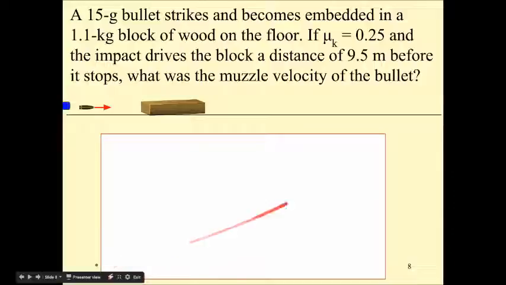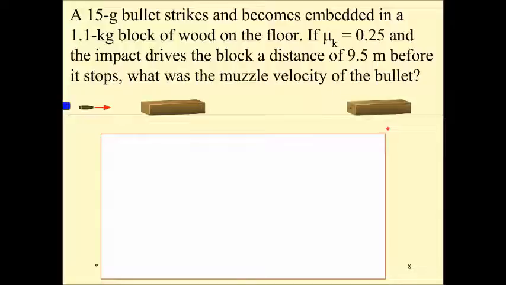Okay, let's do one more example. So we have this 15-gram bullet that is shot from this gun right here and becomes embedded in a 1.1 kilogram block of wood that's on the floor. If the coefficient of friction is 0.25 and the impact drives the block a distance of 9.5 meters before it stops, like that, what was the muzzle velocity of the bullet?